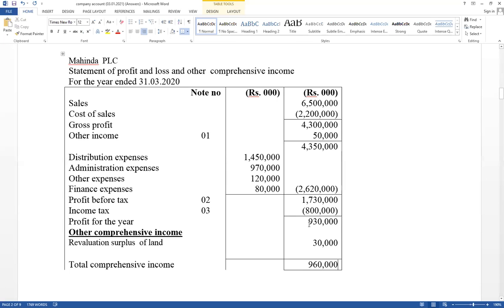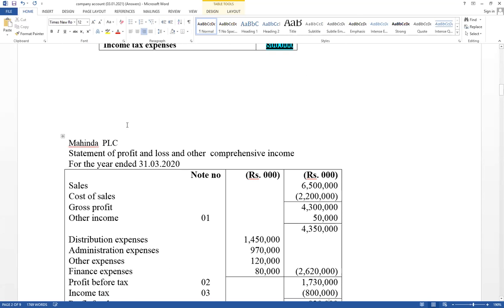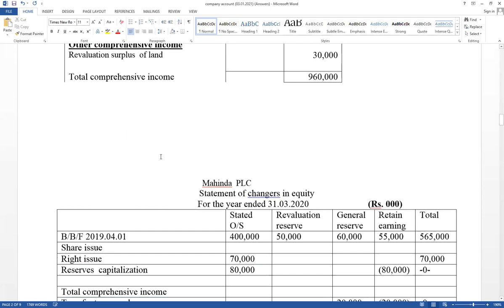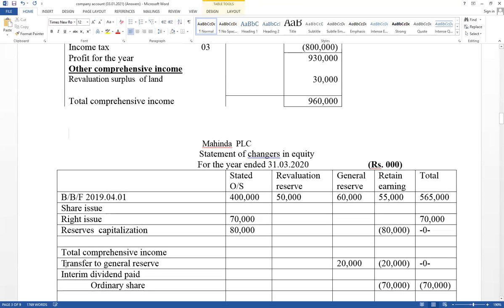Now think how to disclose this in the statement of change in equity. Very important part. Try to recognize how to disclose it in the statement of change in equity. Very important. Therefore, total comprehensive income should be included from the statement of profit and loss and other comprehensive income. Think how to disclose it here. This is the statement of change in equity. Total comprehensive income here should be included as total comprehensive income.